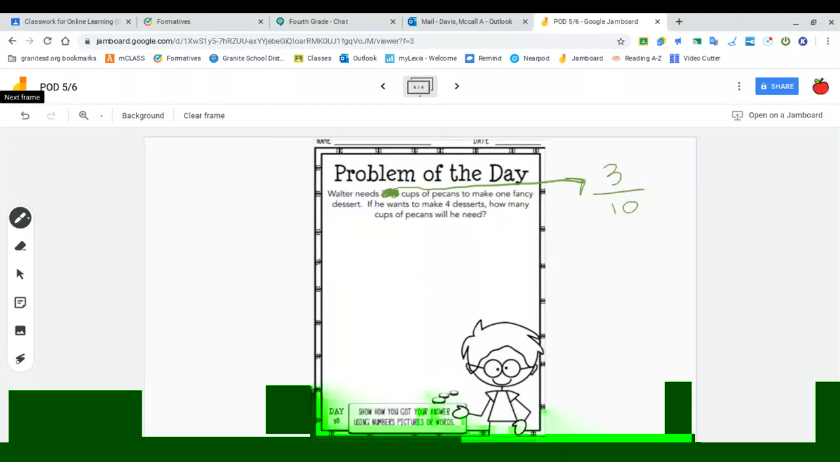Walter needs 3/10 cups of pecans to make one fancy dessert. If he wants to make 4 desserts, how many cups of pecans will he need?